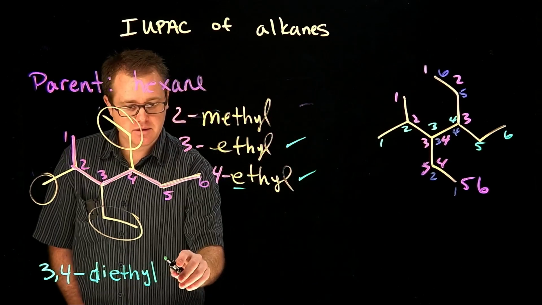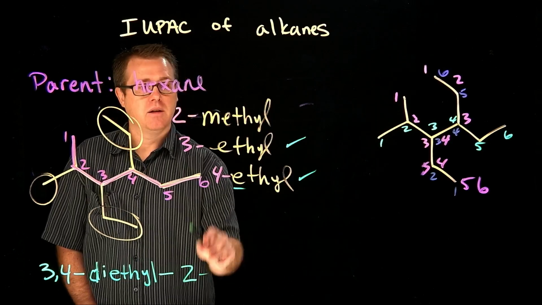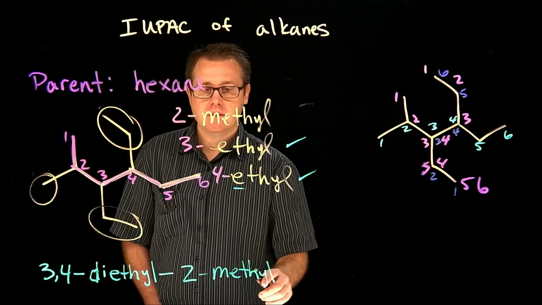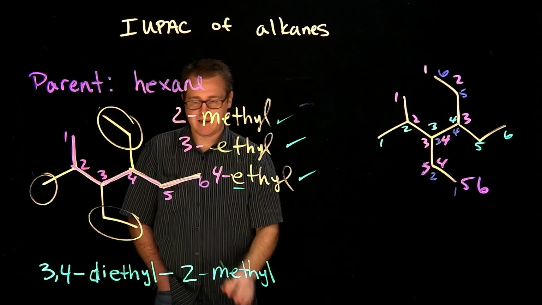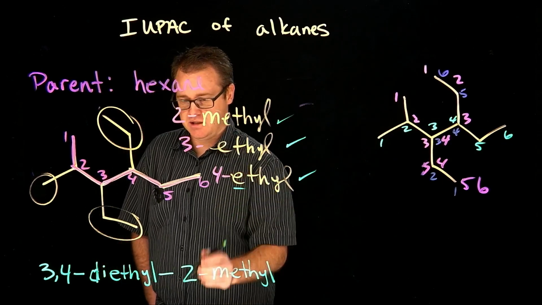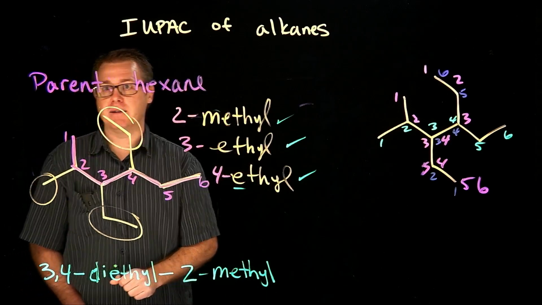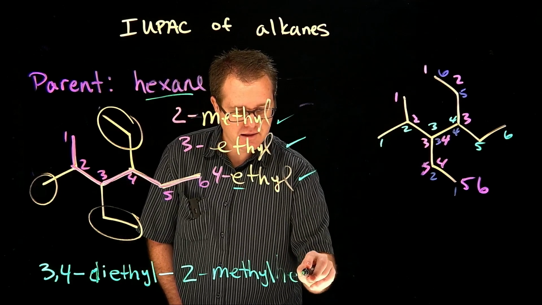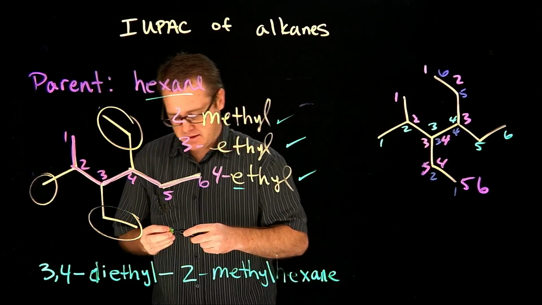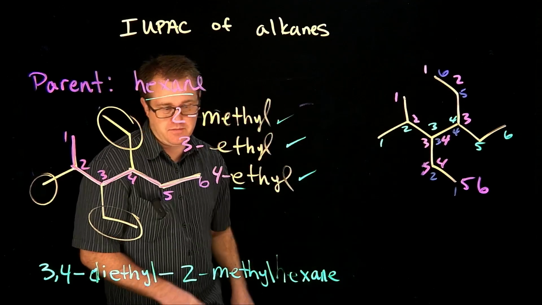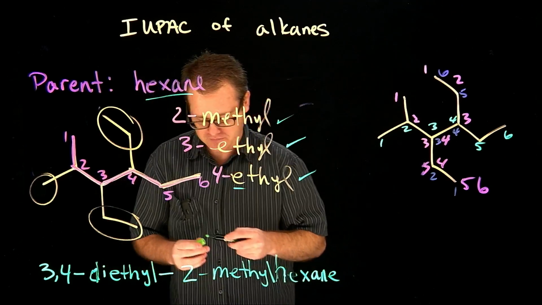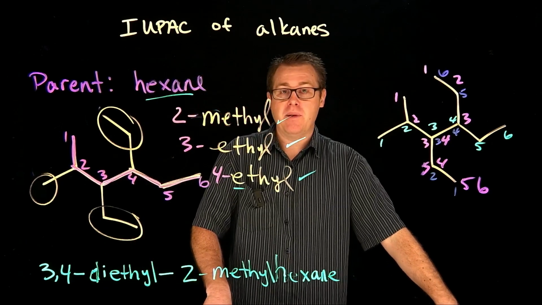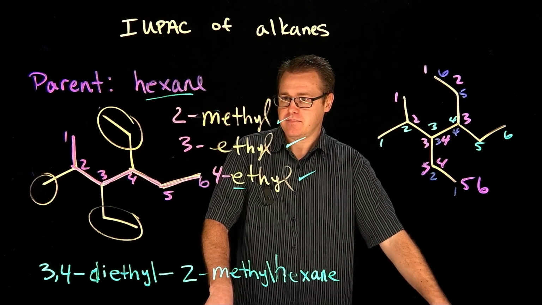Now we have to tack this one on. So we have to do a hyphen because we're adding a number. Methyl. Like that. So we have all the substituents written down in alphabetical order with their locations and all the prefixes that are necessary. Now we just tack on the parent name at the very end. Hexane. So that is a 3,4-diethyl-2-methylhexane.